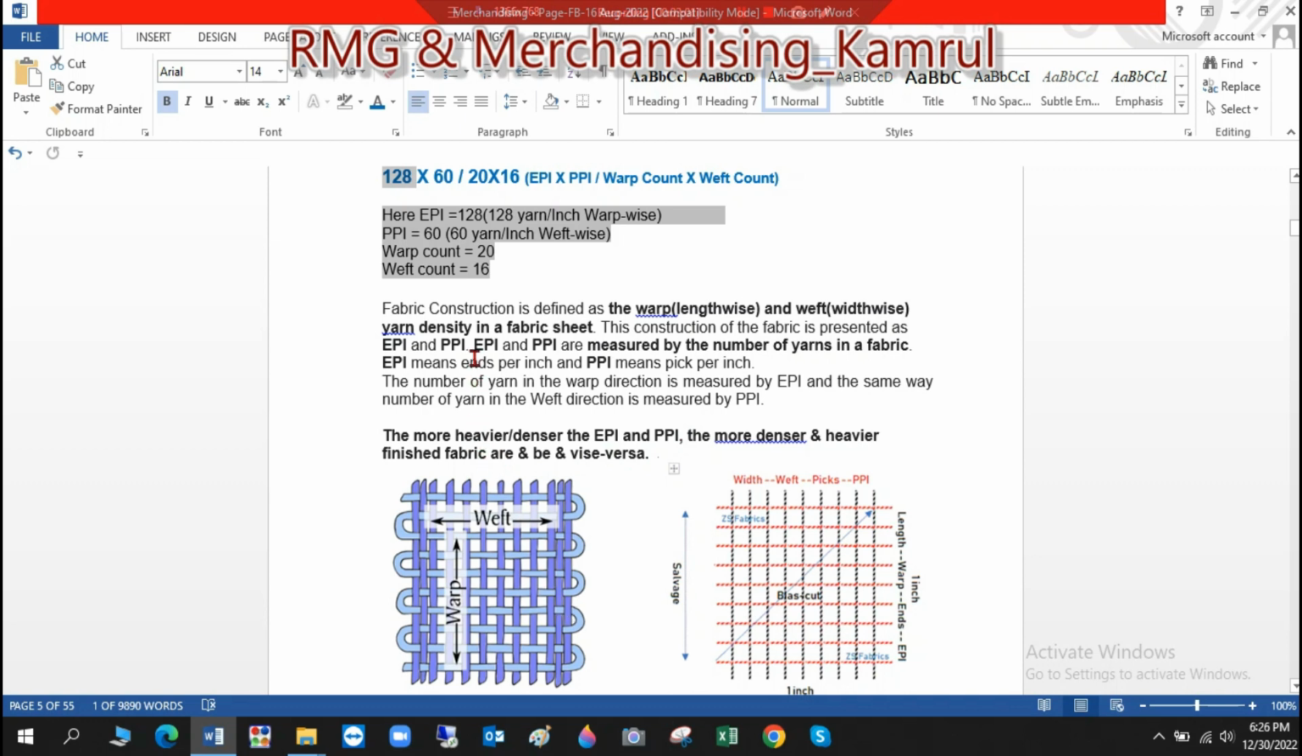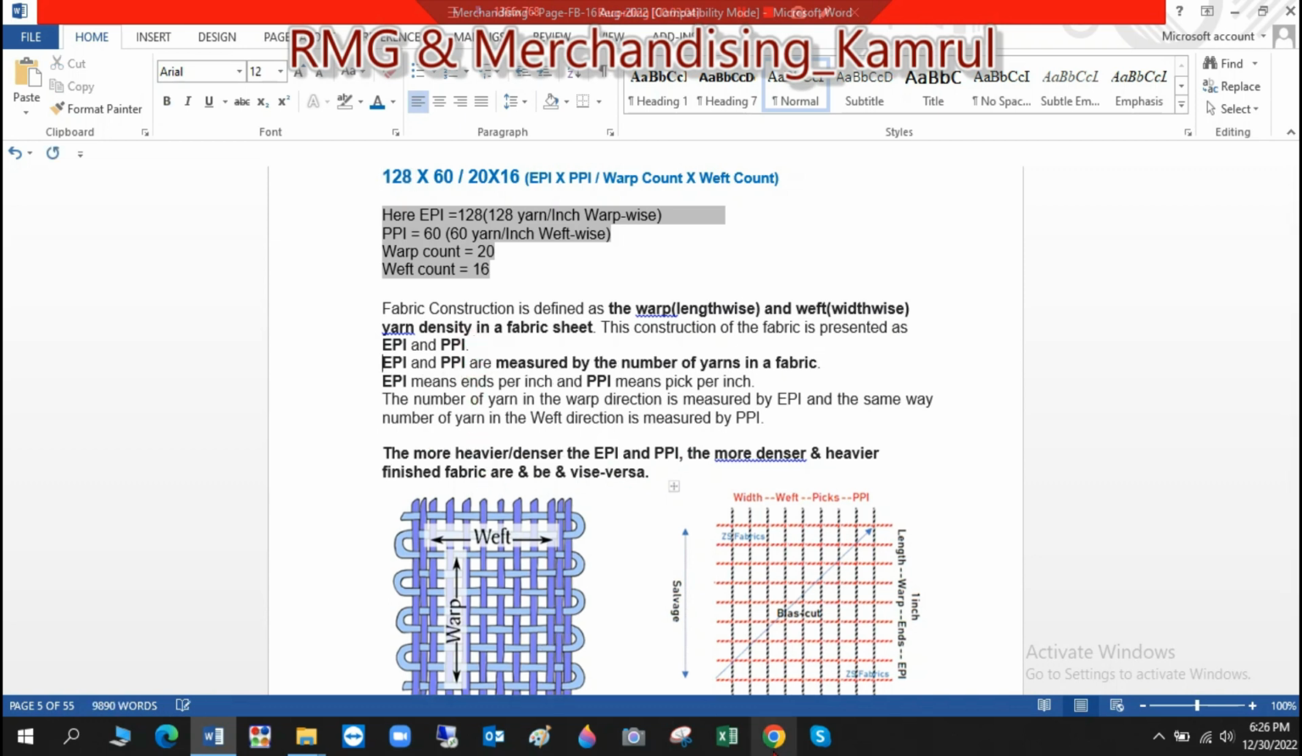EPI and PPI are measured by the number of yarns in a fabric, and EPI means ends per inch. Ends per inch means, per inch, then another inch, then another inch, there are lots of individual yarns. Per inch there are 128 yarns. This construction may be different; instead of 128 it may be 200, maybe 150, whatever. Per inch the number of yarns is like that.